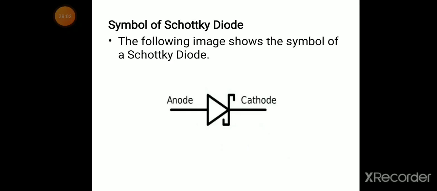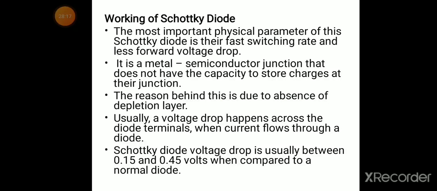The symbol image shows the symbol of the Schottky diode. It has the arrow like that. It has an S-shaped bar. You can see the anode and cathode, and we have the S type of symbol there.